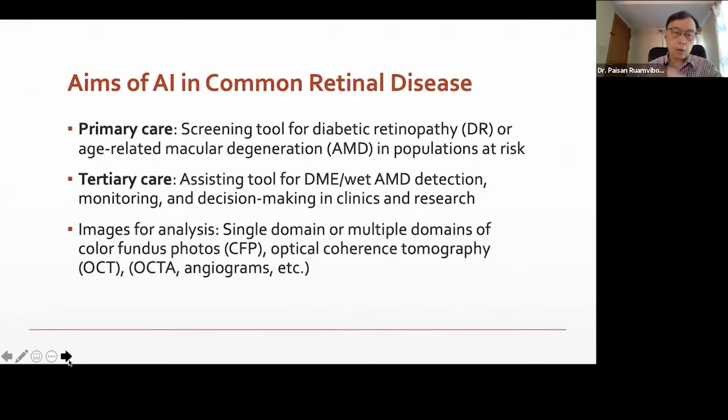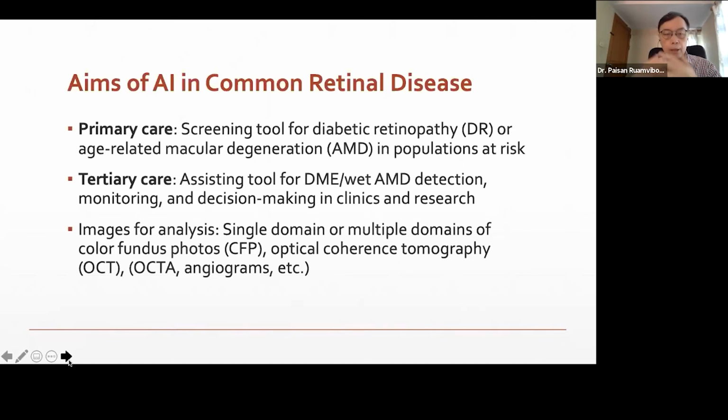Here are the aims of AI in common retinal disease. In a primary care setting, we would like AI to perform screening for diabetic retinopathy or AMD in populations at risk. In a tertiary care setting, you may use AI as an assessing tool for DME or wet AMD detection, monitoring, or decision making in clinics and in research.